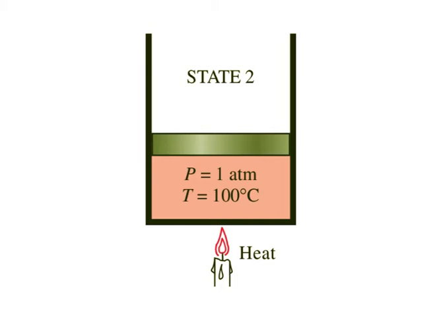At this point, water is still a liquid, but any heat addition will cause some of the liquid to vaporize. That is, a phase change process from liquid to vapor is about to take place. A liquid that is about to vaporize is called a saturated liquid. Therefore, state 2 is a saturated liquid state.